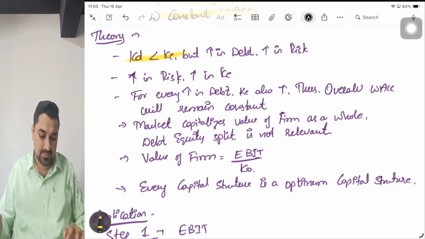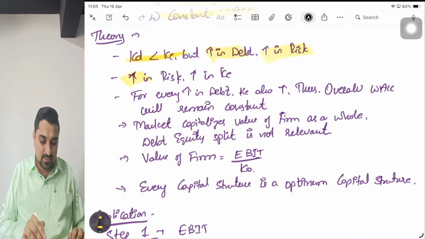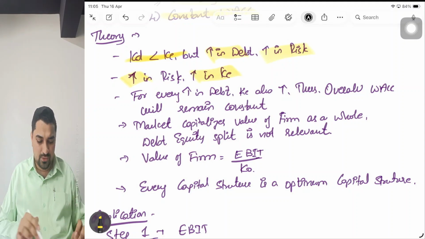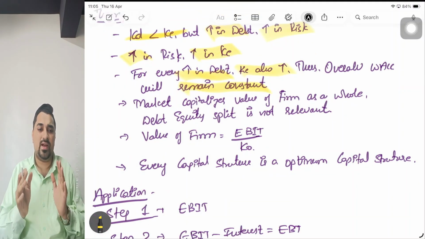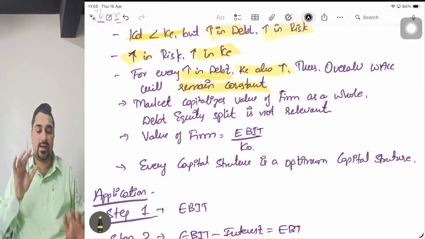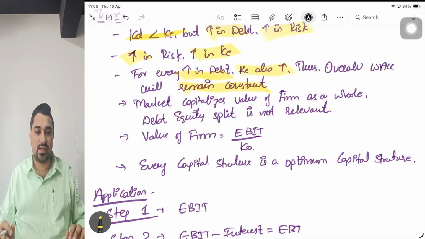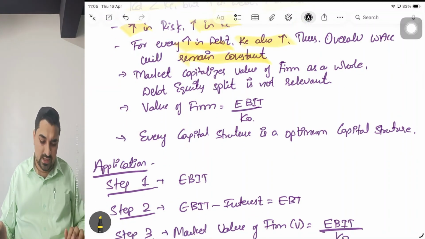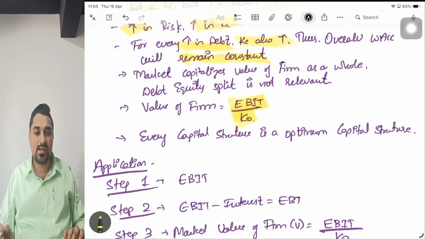So this is the theory. For every increase in debt, there is an increase in risk. Increasing risk means increase in KE. So for every increase in debt, KE will also increase. Thus overall WACC will remain constant. So the market will not value you individually. What is the value of equity, value of debt? No, the market will see your company as a whole without assigning individual values to your debt equity mix. So how is the value of firm determined here? Here it is capitalized by EBIT divided by KO, and KO remains constant.